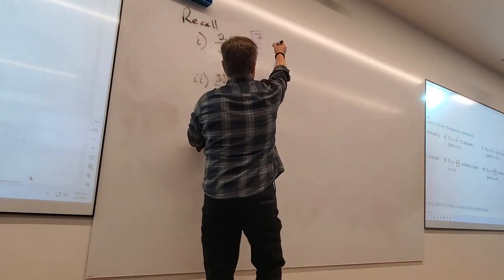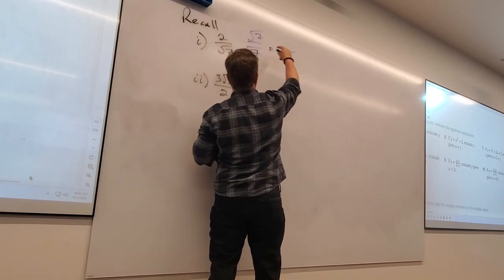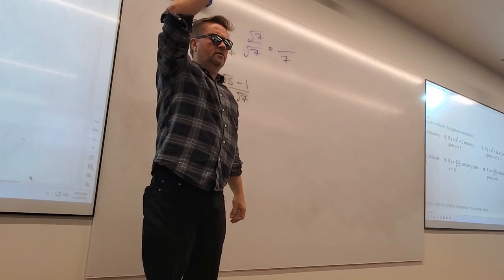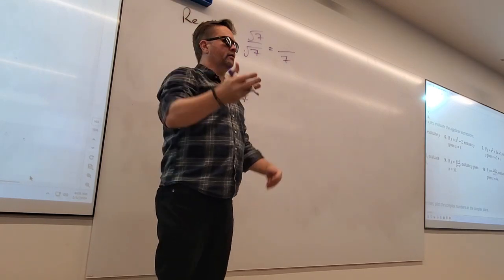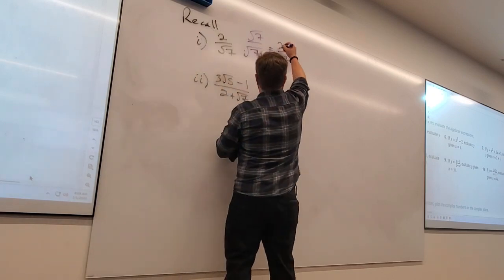So what do I get on the bottom now? 7. Good. Root 7 times root 7 is a whole 7. On the top, do I get the square root of 14? No. You have 2 radical 7. The 2 is not in a radical. I can't put it in with the 7. So it's just 2 rad 7.